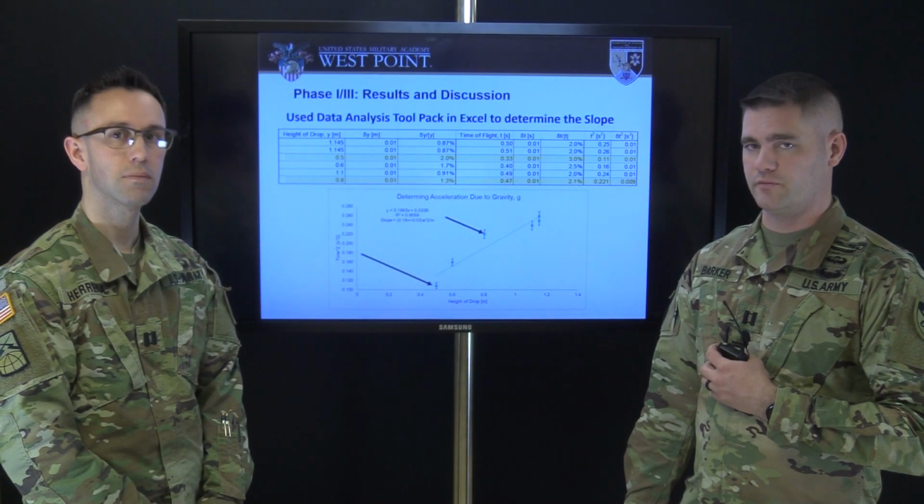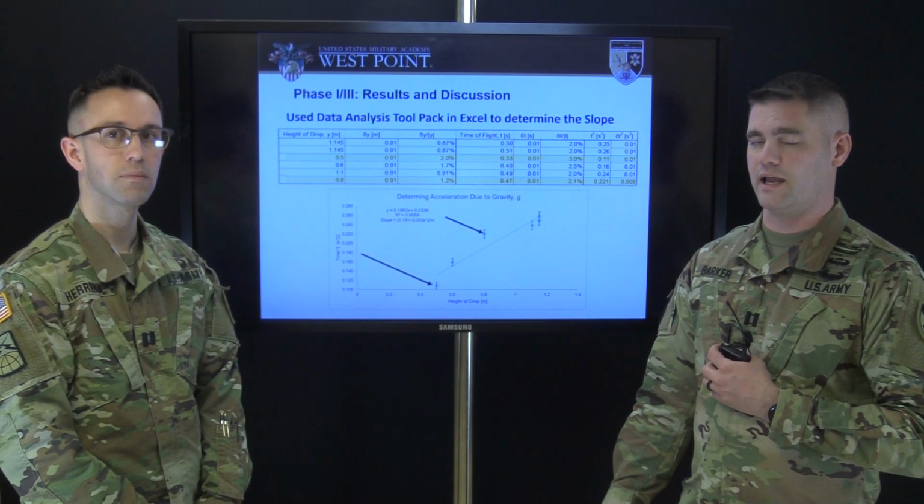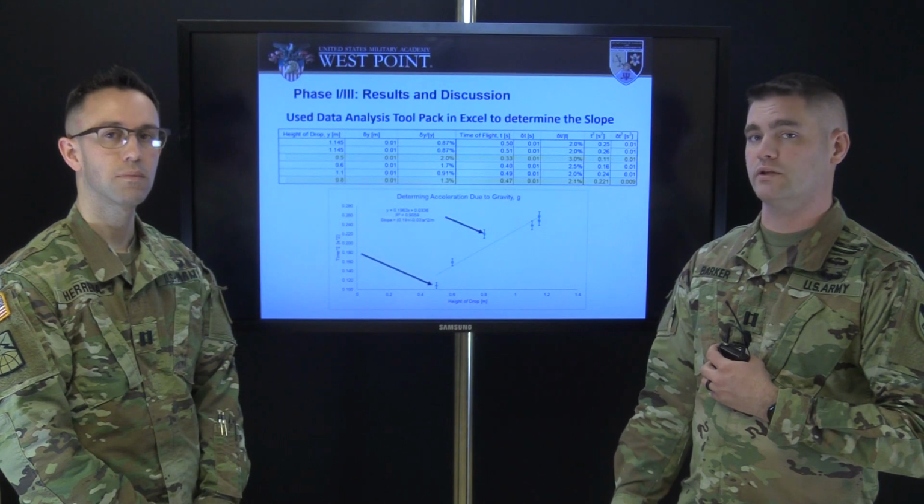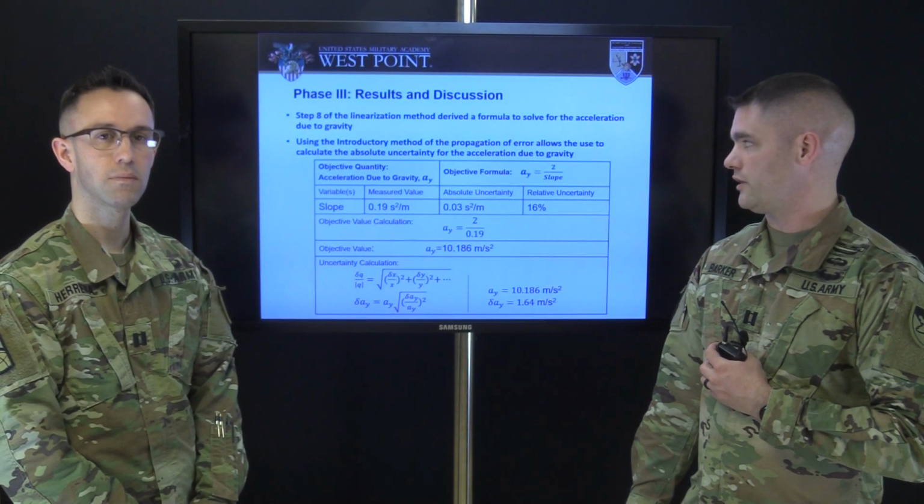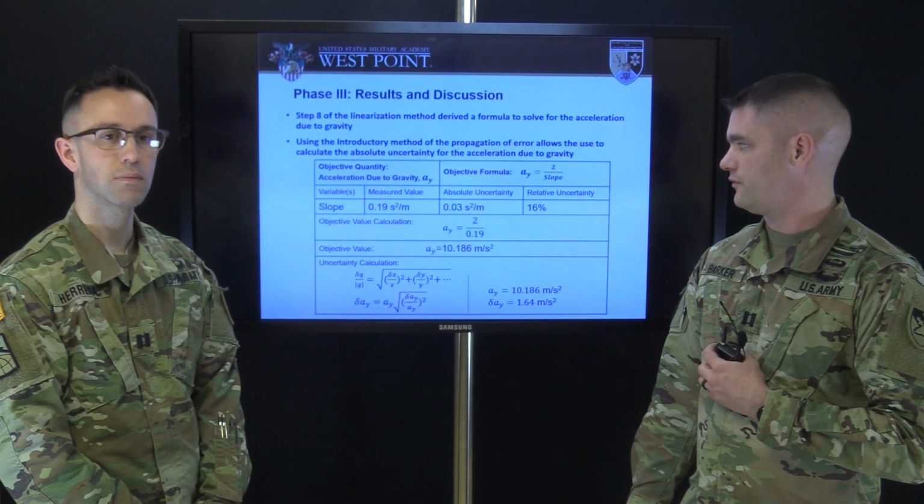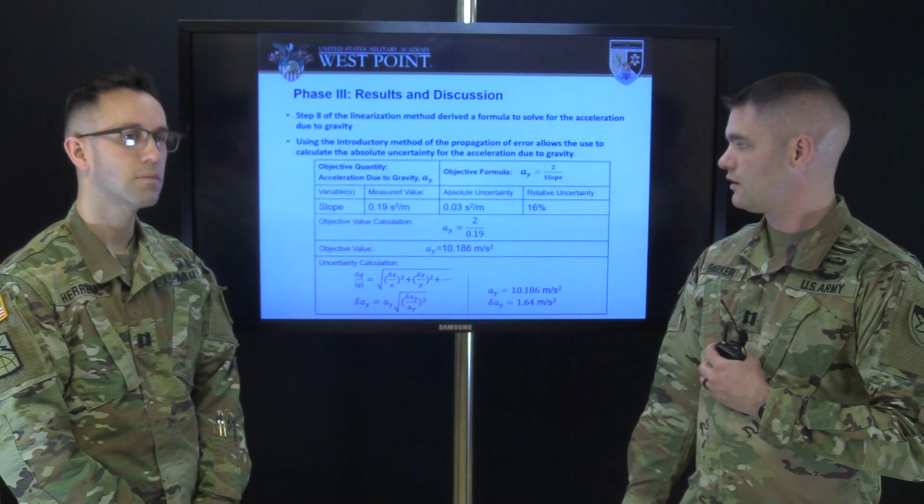itself. As you saw from the objective formula, slope is the only variable in its calculation, thereby having the predominant and only source of error in the final calculation. When we're looking at our slope itself, as you can see, it has a 16% relative uncertainty, which is rather large.